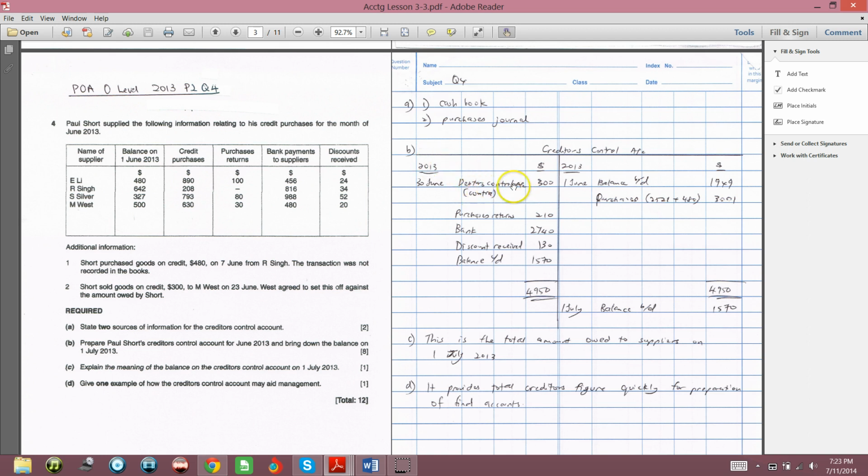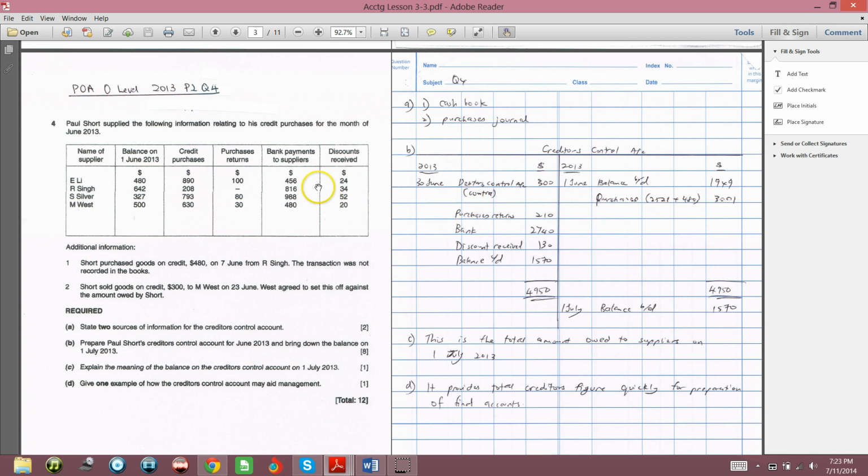So if it's offset or contra, so the other account will be debtors control account, I will put on this debit side, this 300. So purchases return, this adds up to 210. So purchases return, so if I return them the goods, I'll owe them less money. So put here purchases return.